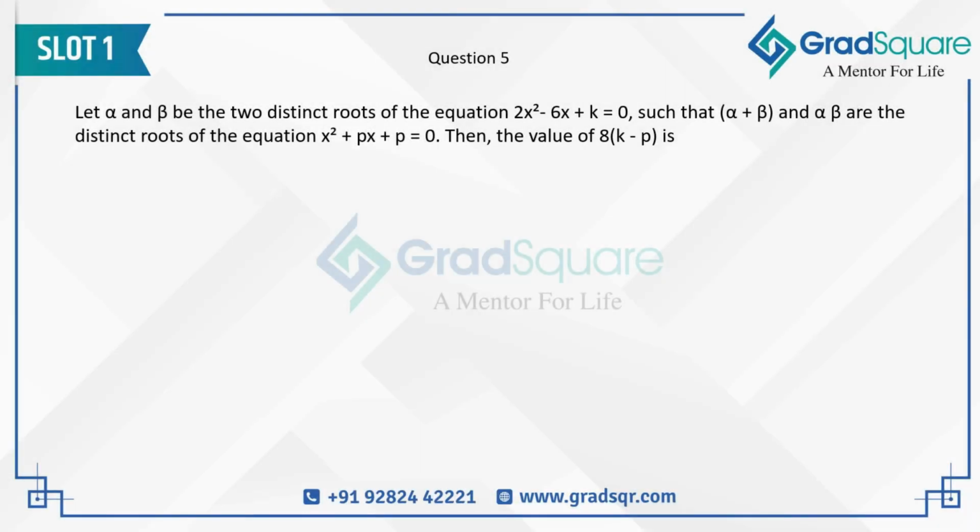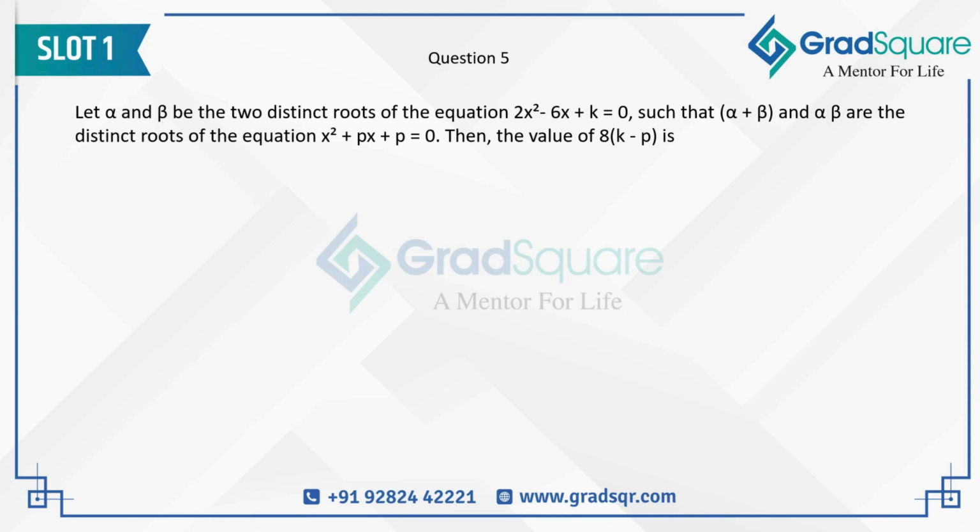Question: Alpha and beta are the two distinct roots of the equation 2x² - 6x + k = 0, such that the sum of the roots and the product of the roots are the two distinct roots of another equation. Finally, the value of 8(k - p) is the question. So we should know the value of k and p to calculate the answer.